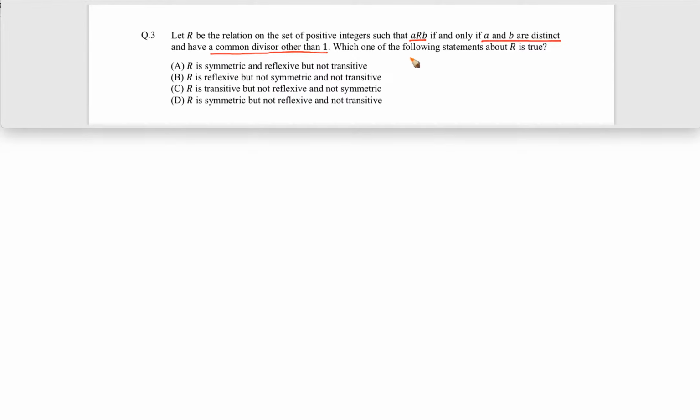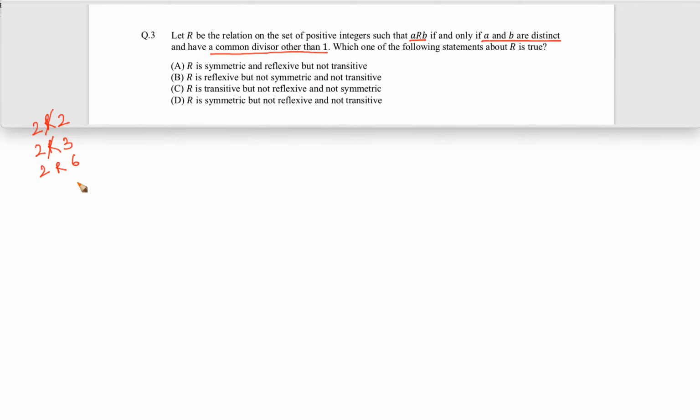Okay, so what does this mean? It means that when we are talking about whether 2 and 3 are related, they are not related, because they should be distinct, and even if they are distinct, they should have a common divisor other than 1. If we talk about 2 and 2, obviously they are not related because they are the same. Here, other than 1, there is no common divisor, which is why 2 and 3 are not in a relation. But what about 2 and, let's say, 6?